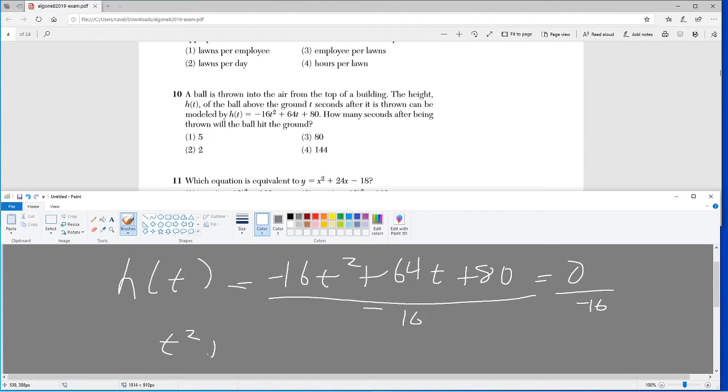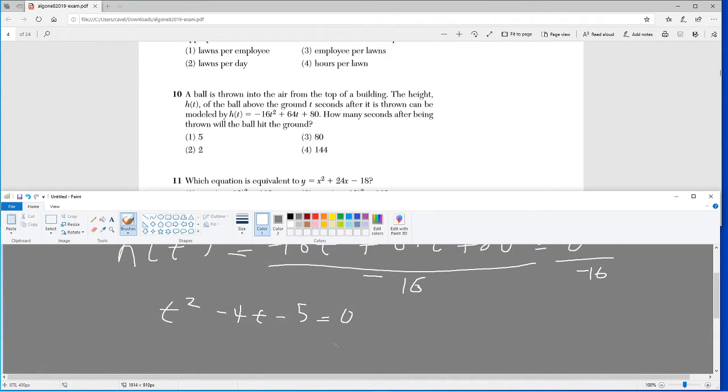We get t squared, right? 64 divided by negative 16 is minus 4t. 80 divided by negative 16 is minus 5. Okay? So t squared minus 4t, 64 divided by negative 16 is negative 4t. 80 divided by negative 16 is negative 5. We set this equal to 0 because we want to solve for t, right?